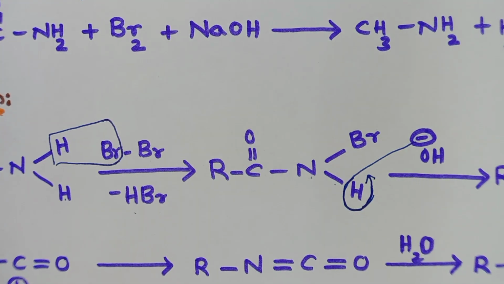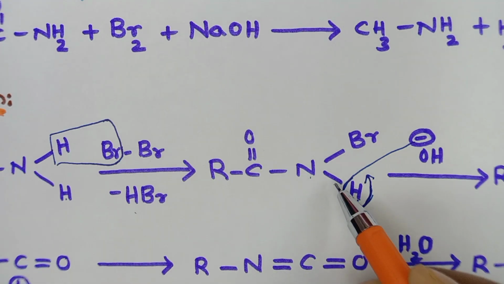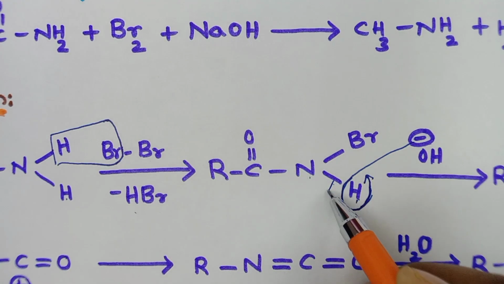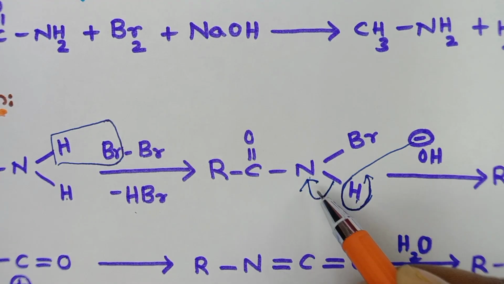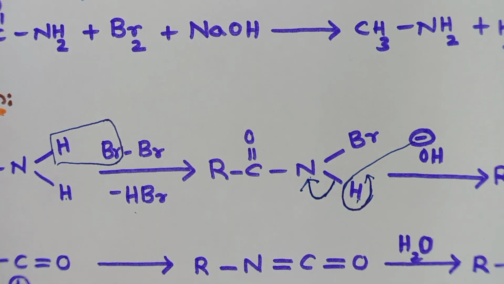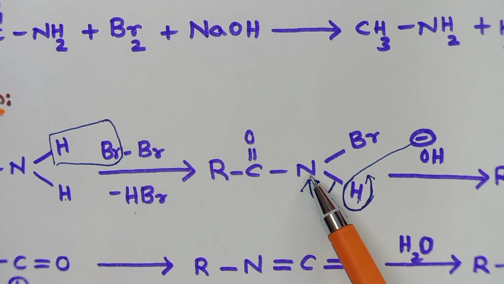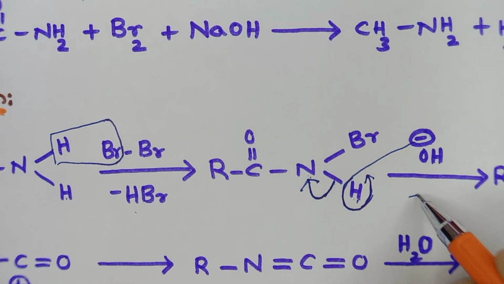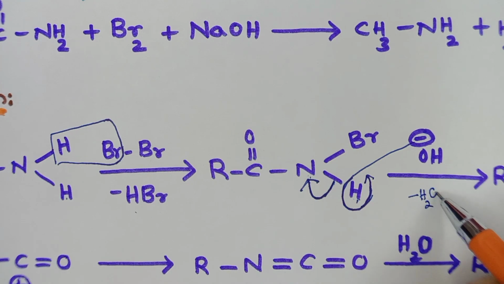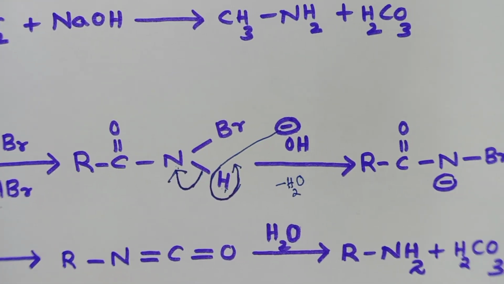Okay, OH minus will be taking up this hydrogen and this bond will be shifted to nitrogen. Fine. So what happens when this bond is shifted to nitrogen? It gets a negative charge and this H will be going out as H2O. Okay. So minus H2O. Fine. Next. RC double bond O.